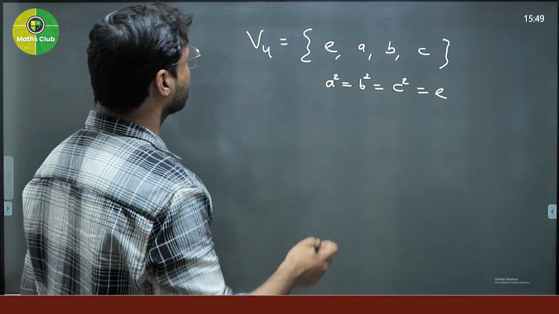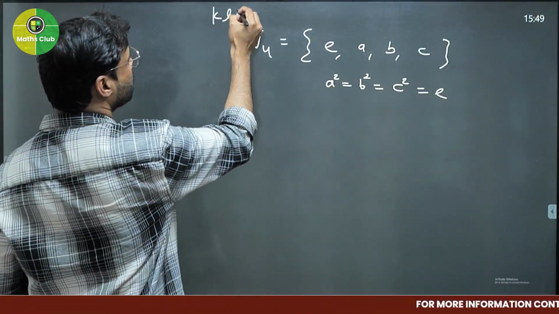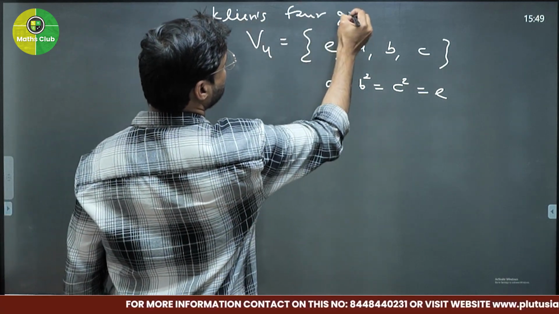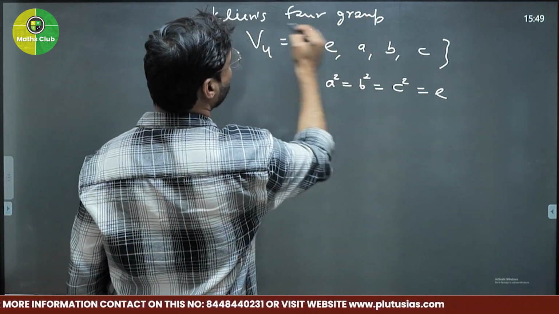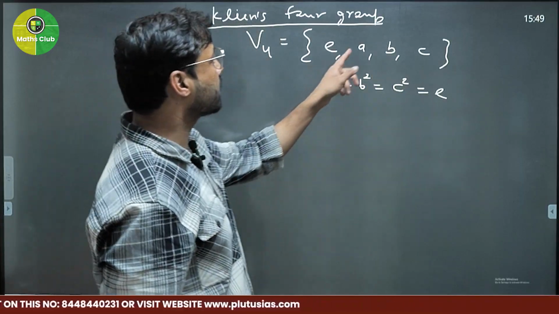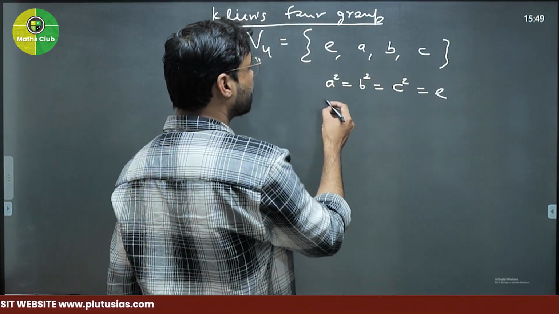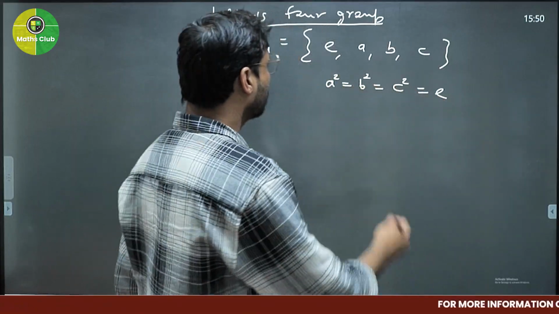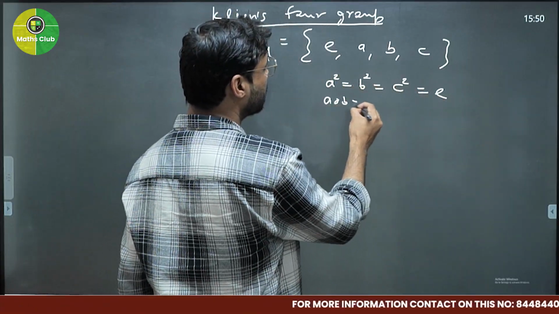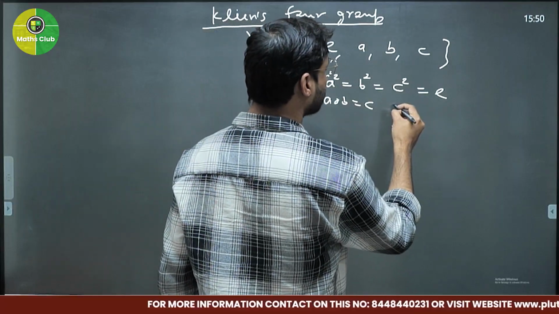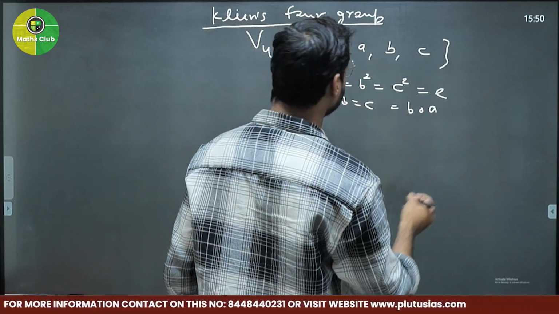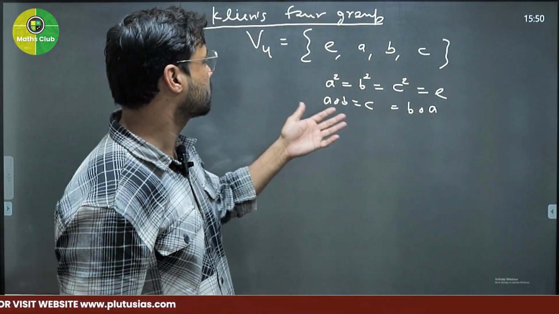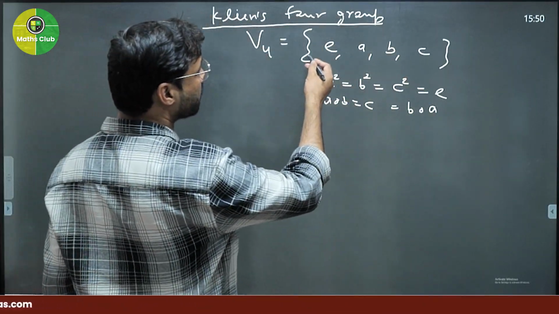And what are the subgroups of the Klein's 4 group V4? The operation is defined as e is the identity, a square, b square, c square equal to e, a o b equal to c, and obviously b o a is also c, so this is an abelian group. Similarly a operation c equal to b, and so on. So this is a group, Klein's 4 group.